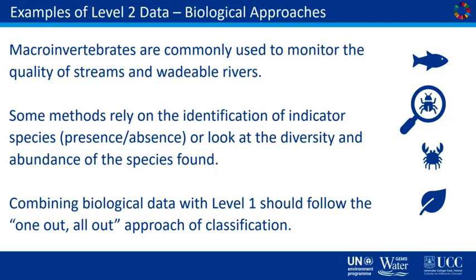Many biological methods work on the principle that aquatic organisms respond to changes in their environment in measurable ways. For example, in response to poor water quality, species may not be able to survive or will move to a different location to avoid unfavourable conditions. If biological data are available at the same location as level 1 data, it is recommended to follow a one-out, all-out approach of classification.